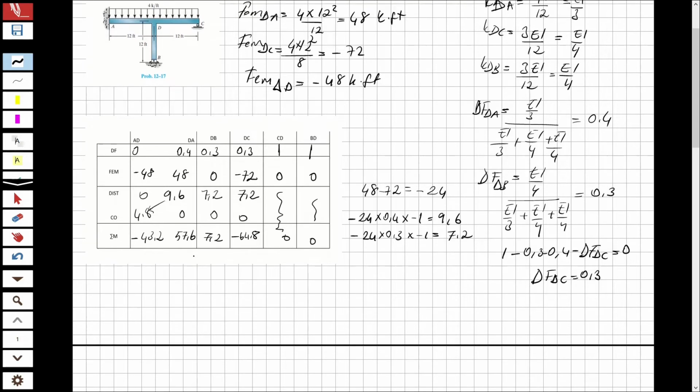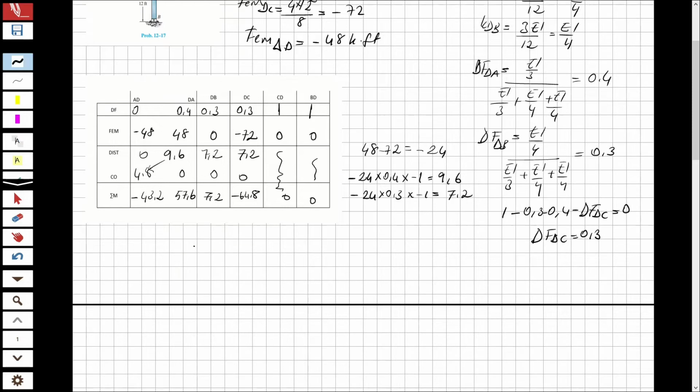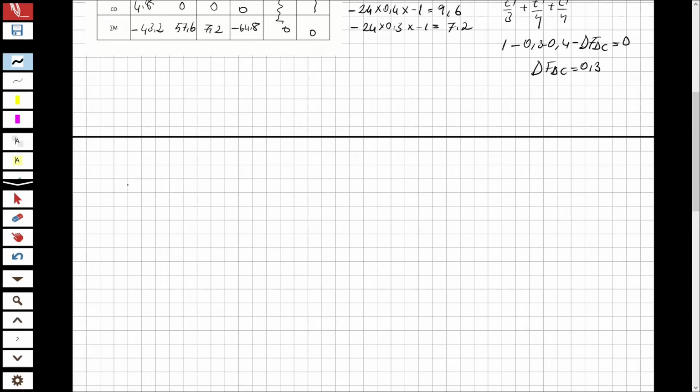So now that I've got the moments, let's try to find the shears. I'm going to write the shear here. For the first part, from A to D, I have a force of 4 times 12, which is 48. I have a moment in this direction, 43.2, and a moment here, 57.6. And I have this one, this is going to be the left.